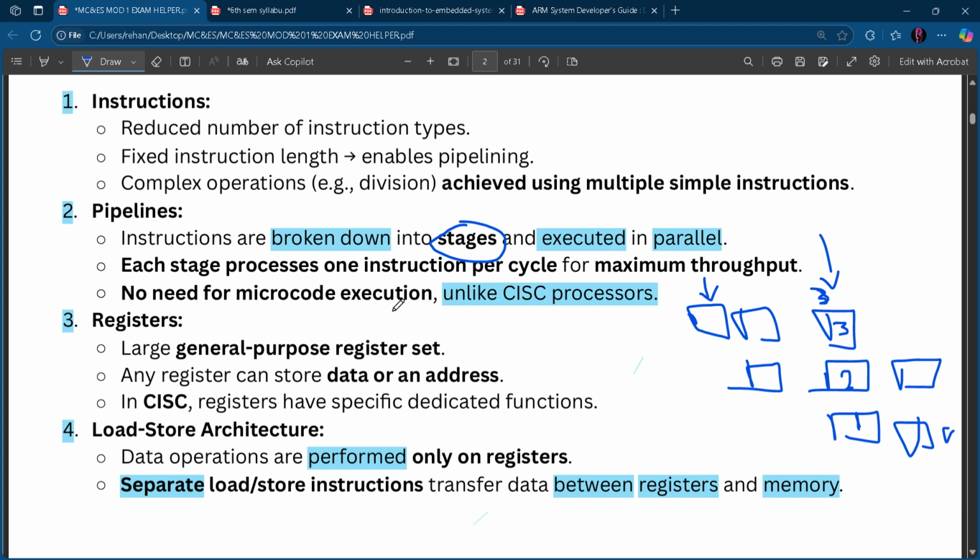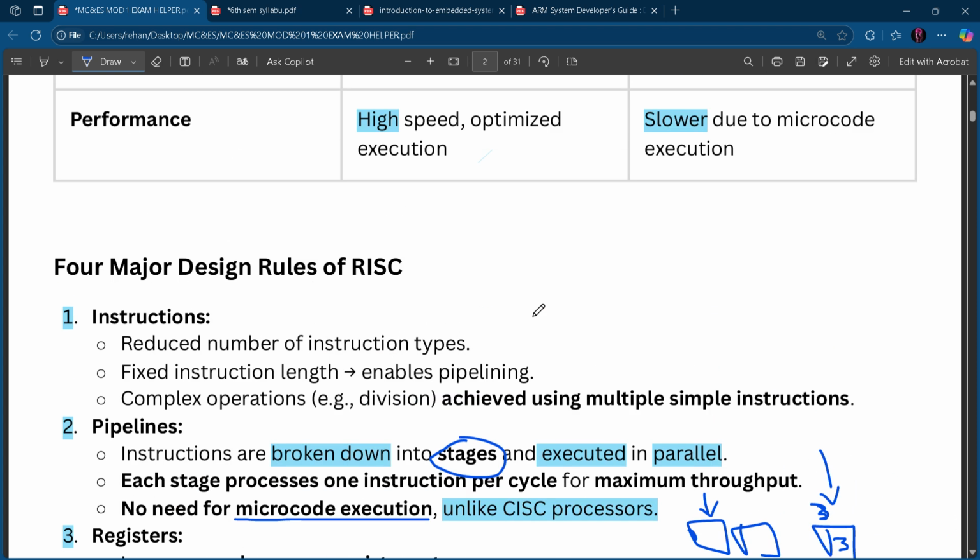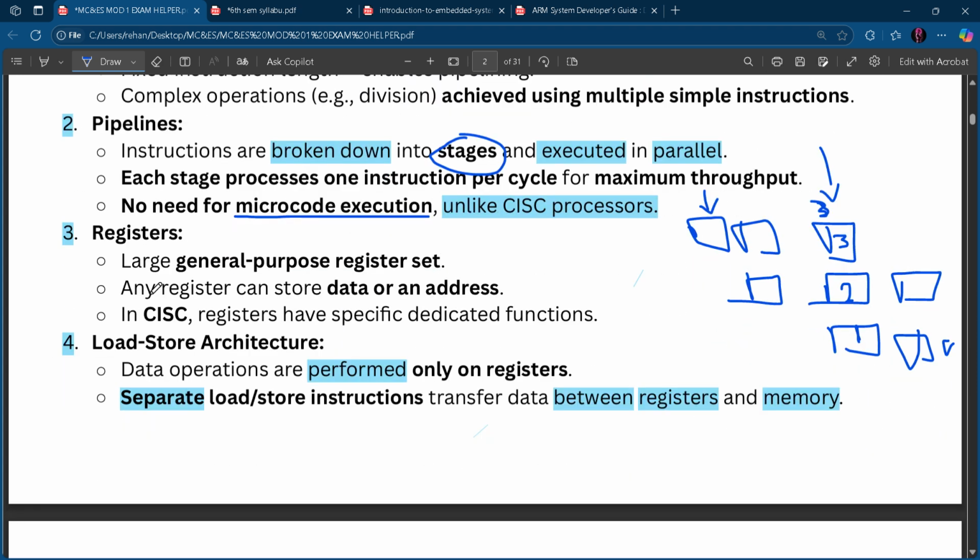No need for micro execution. See, micro execution is used in CISC, unlike a RISC processor. We have seen here, right? It's slower due to micro execution. Then registers, we already saw in the comparison.